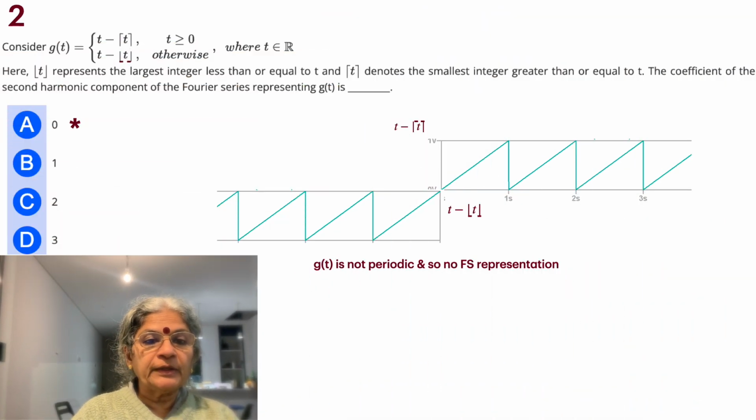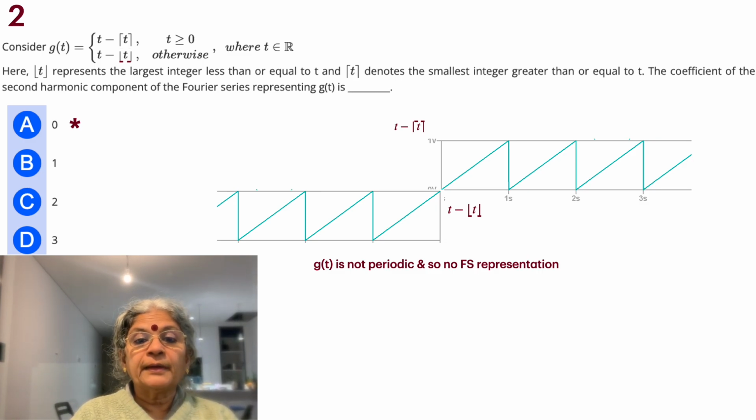Consider g(t) equal to t minus the ceiling of t, where t is greater than 0, and we also have t minus the floor of t otherwise. So for t greater than 0 we have a different kind of expression, and what are these? The floor of t represents the largest integer less than or equal to t, and the ceiling of t denotes the smallest integer greater than or equal to t. So they are on either side of t equal to 0.